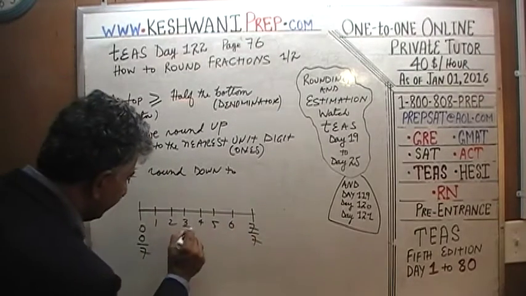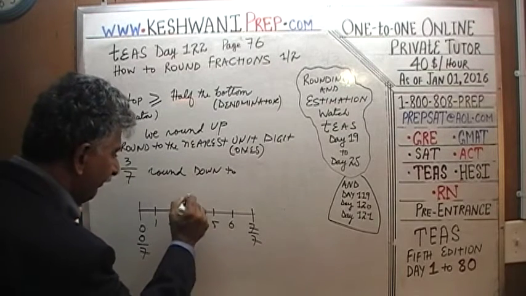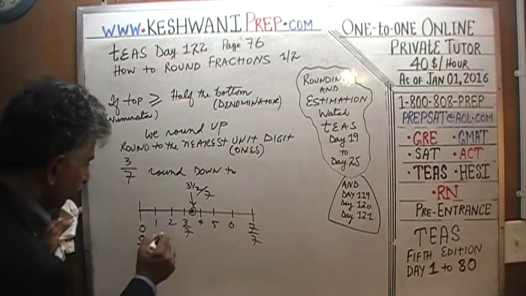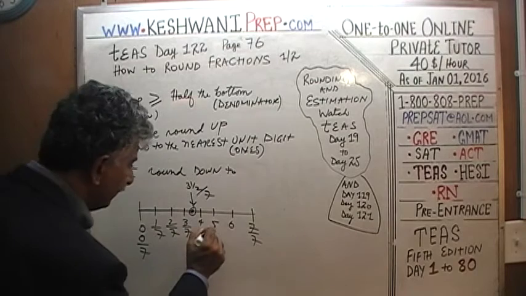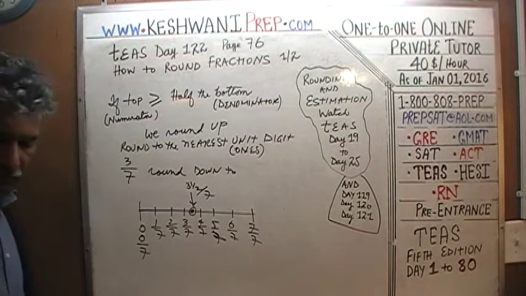The 3/7 is here. Halfway is here. 3.5 is the halfway. This is the 3.5, 3.5/7. This is 2/7. This is 1/7. This is 4/7, 5/7, 6/7, and so forth.